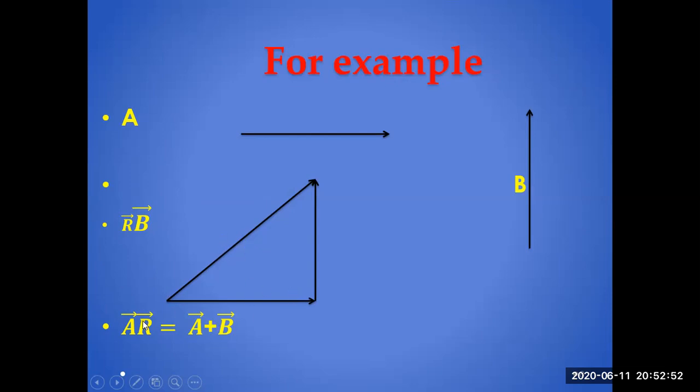This vector is called the resultant vector. It is defined as, you can note it down, a vector whose effect is equal to the combined effect of both the vectors added. Basically, this resultant vector is the result of the combined effect of these two vectors which are added together.